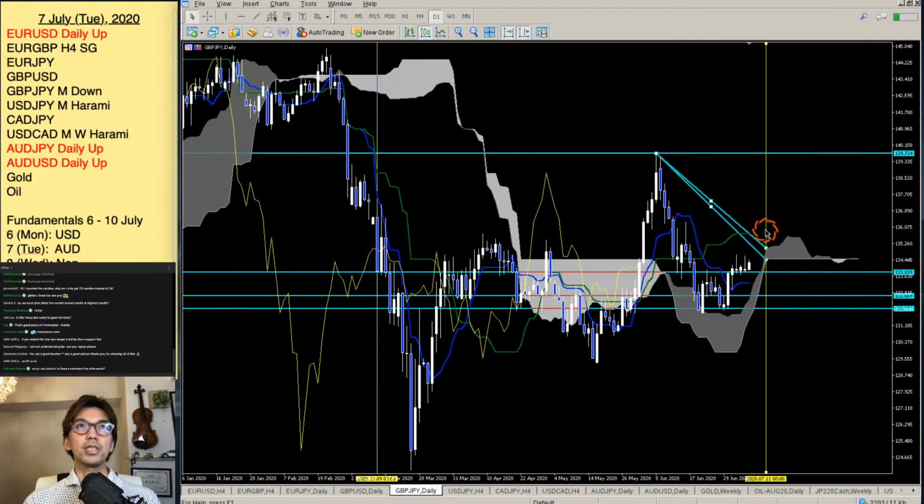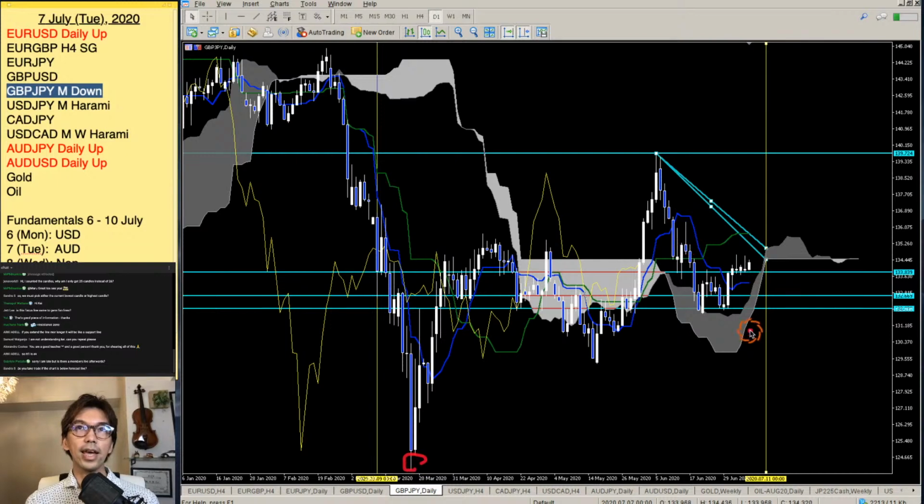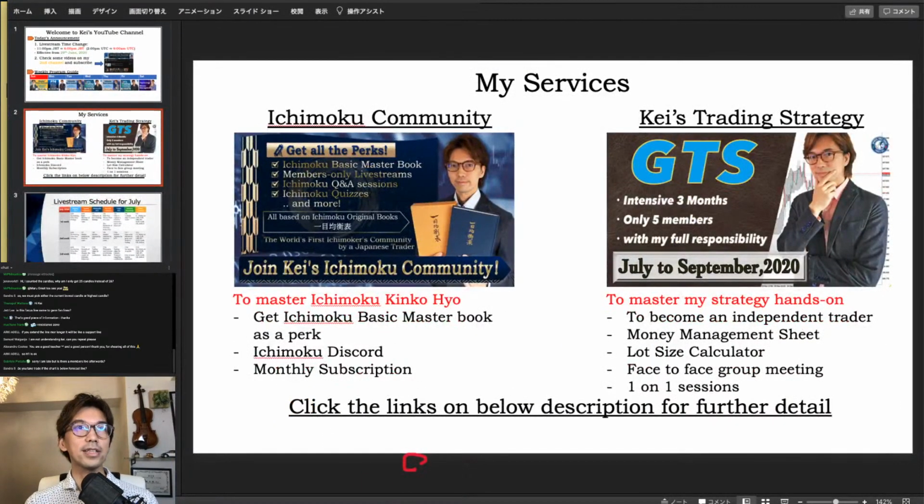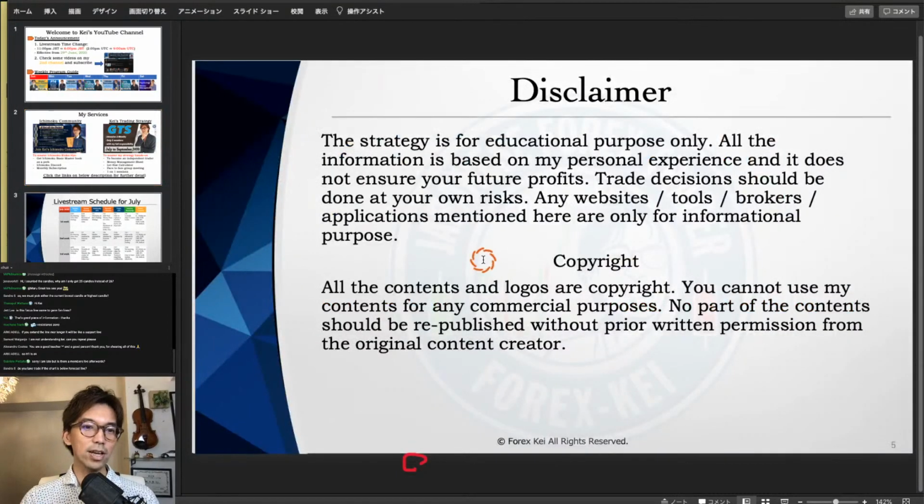So yeah, this was another example on this GBPJPY. You can take a look at whatever pairs you're looking at, and if you happen to see a recent high or recent low like this, then you can create a forecast line and see how the price will be moving afterwards. Okay, just as a disclaimer, all this knowledge is based on my own experience. So when you take trades, please do so at your own risk. Then we should be fine.